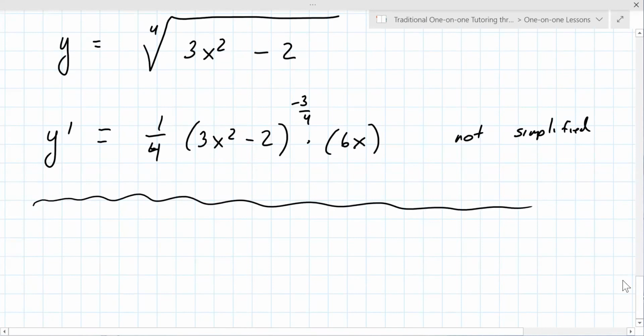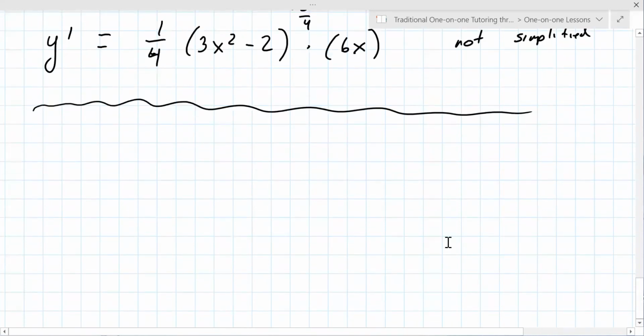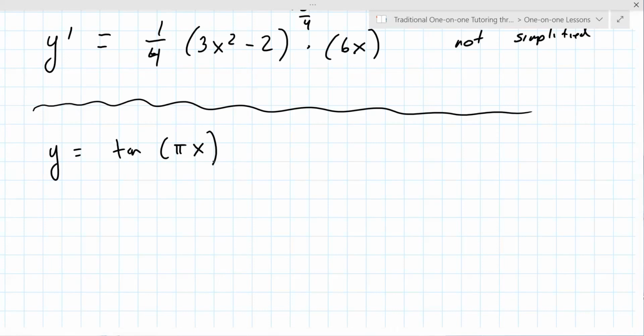Yes, sir. That was pretty simple. y equals tangent of pi x. Okay, again, so this is like level one. These are the basic chain rule types because there's only one outside and one inside function. You don't have nested functions inside there. What is the derivative of tangent?